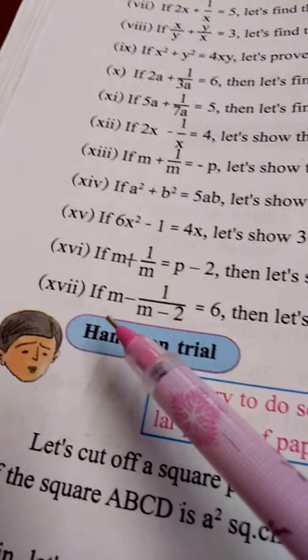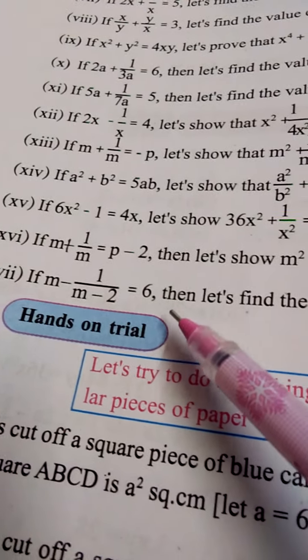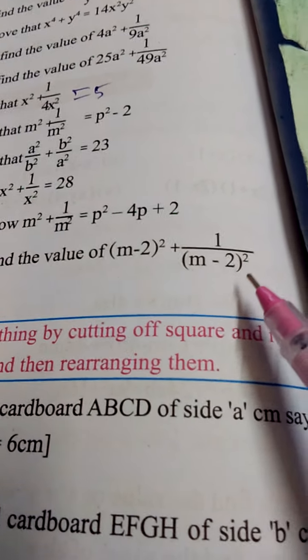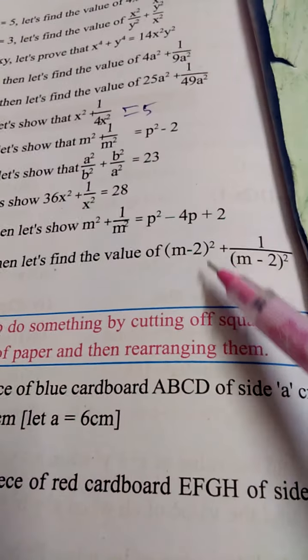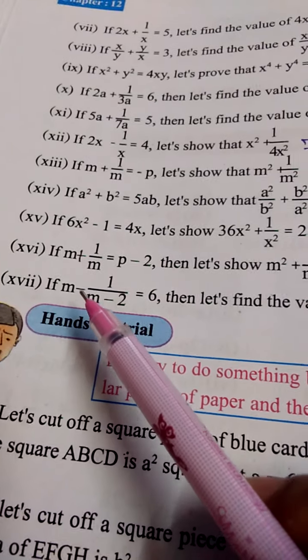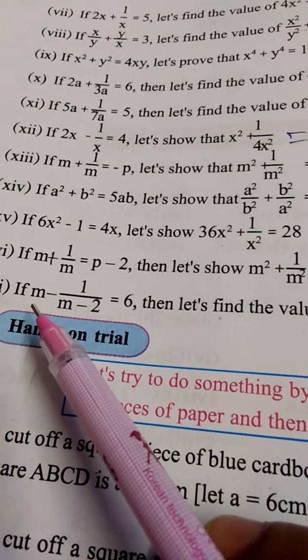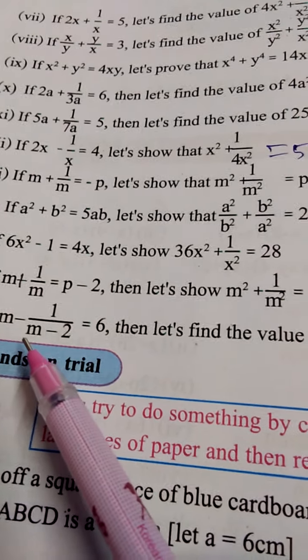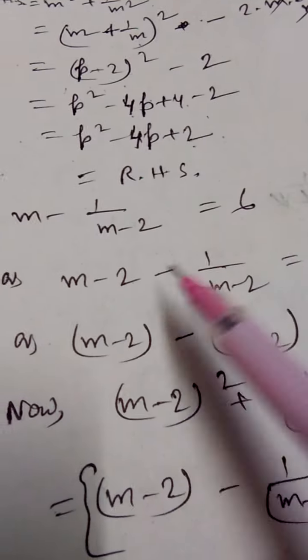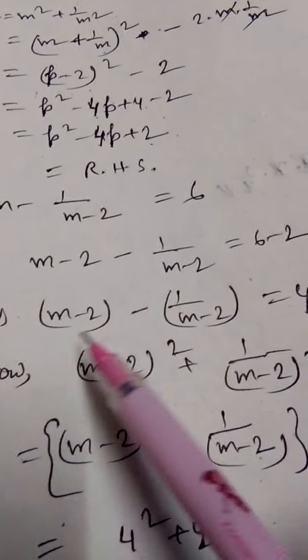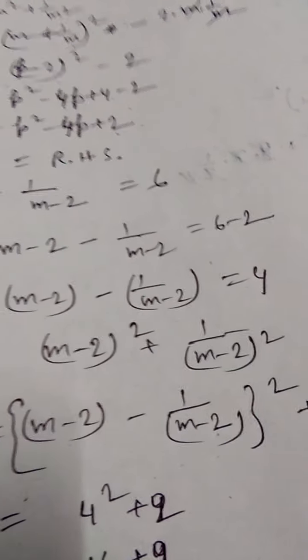Next, problem 17. If m minus 1 by (m minus 2) equal to 6, then let us find the value of (m minus 2) whole square plus 1 by (m minus 2) whole square. Since here m minus 2 is written, we have to subtract 2 from both sides of the above relation. Therefore, m minus 1 by (m minus 2) equal to 6, and m minus 2 minus 1 by (m minus 2) equal to 6 minus 2, or m minus 2 minus 1 by (m minus 2) equal to 4.